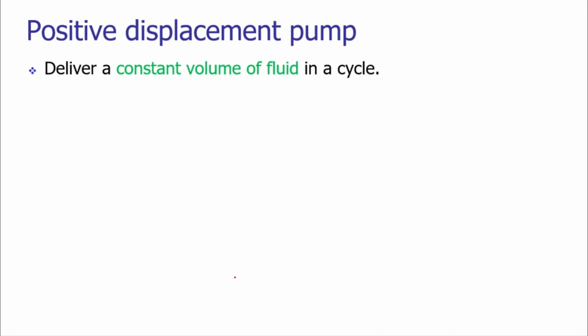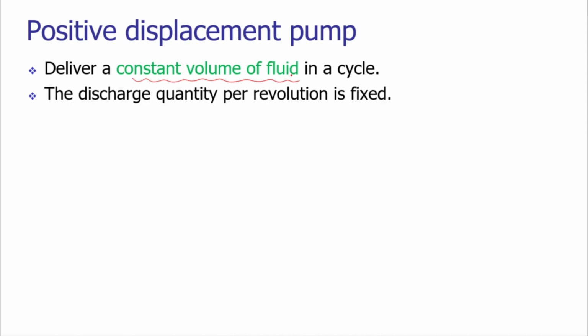The second category of displacement pump is the positive displacement pump. These pumps generate a constant volume of fluid. In many applications, we need a constant fixed volume of the fluid in a typical cycle of the pump. As the constant volume is delivered, we get a fixed discharge from this pump. These are the advantages of the positive displacement pump. The output fluid flow is constant.